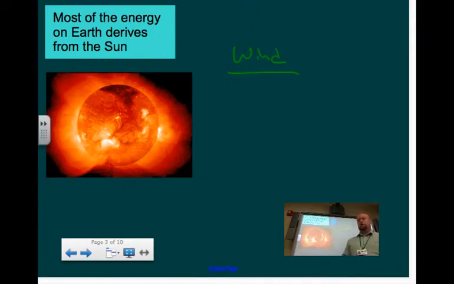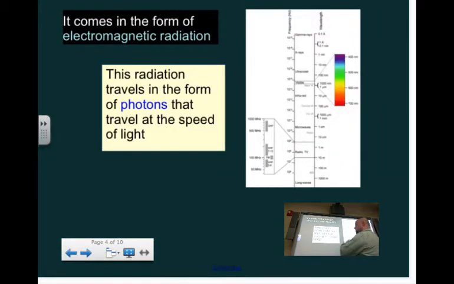Not all. Okay, so something like nuclear energy, say, doesn't come from the sun. Tidal energies, we can make the argument that it kind of does because of gravitational pulls, but tidal energies are largely due to the gravitational pull of the moon on the oceans of the Earth, so you can say probably doesn't, but in most cases, most energy that we have comes from the sun. That energy from the sun comes in the form of electromagnetic radiation, okay?